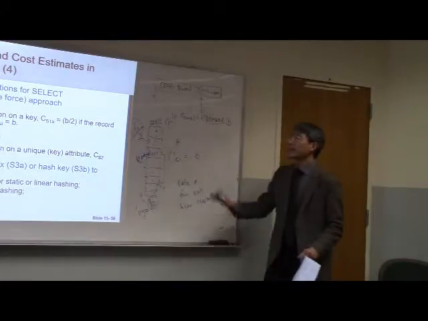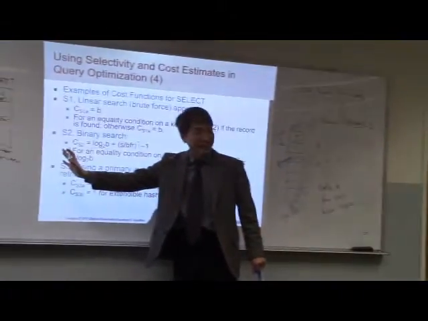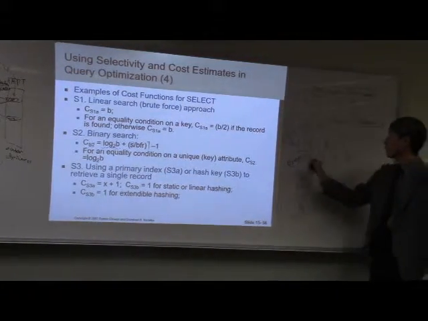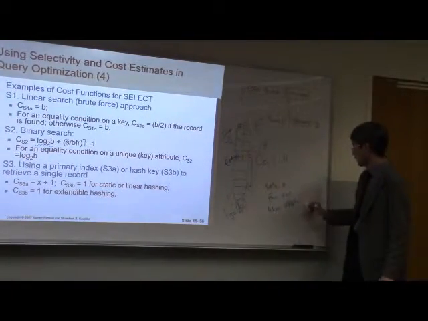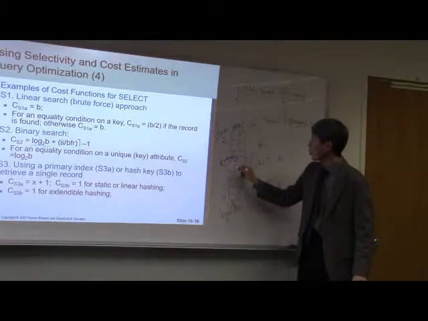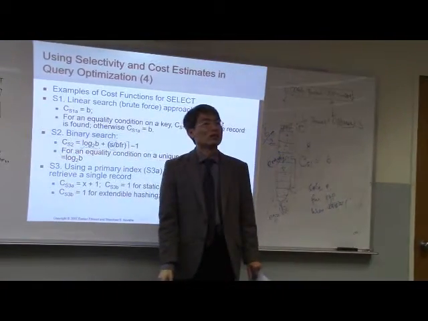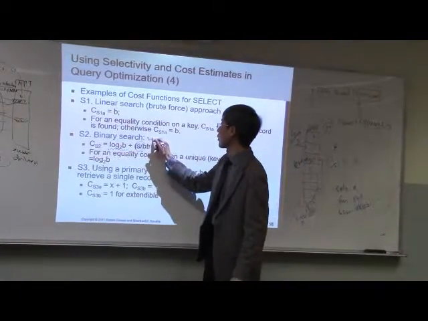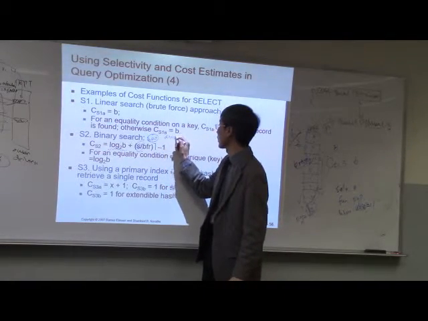This is in case it's not a primary key. In case it's not a primary key, there might be several tuples that satisfy this one. For example, DNO is 1. It's sorted by the DNO. Then 1, 1, 1, 1, 1, 1. How many? That is the selectivity. Let's say it's 200 records that match with DNO equal to 1.